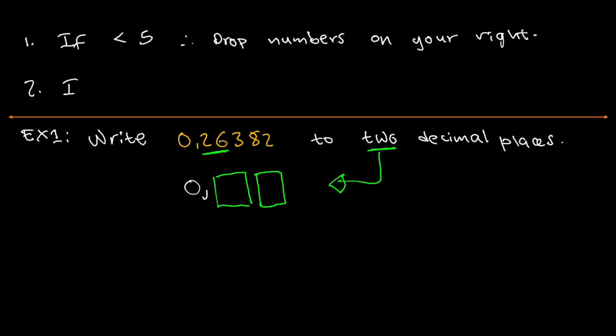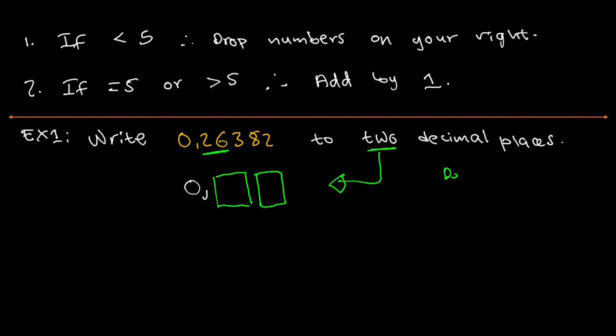Now, condition number two says if it equals 5 or is greater than 5, therefore add 1 to the number that comes right after the underlined numbers. That is your deciding number. In this case, my deciding number is number 3. I'm going to write it here.